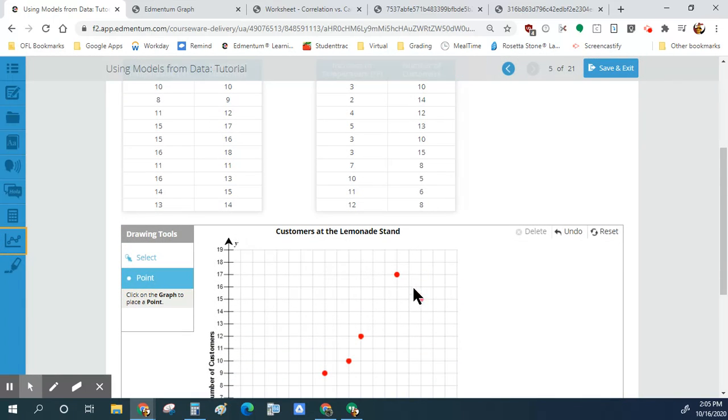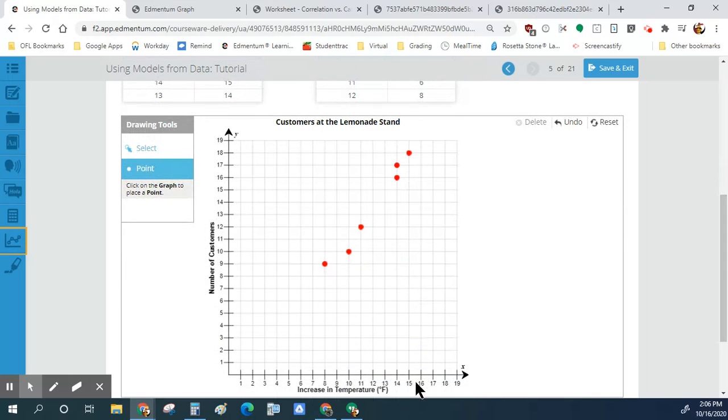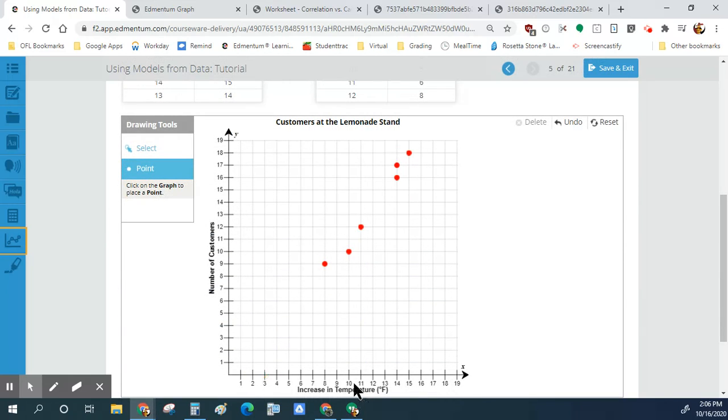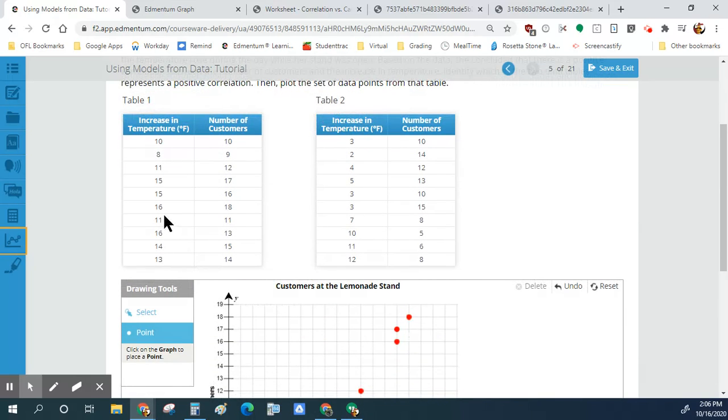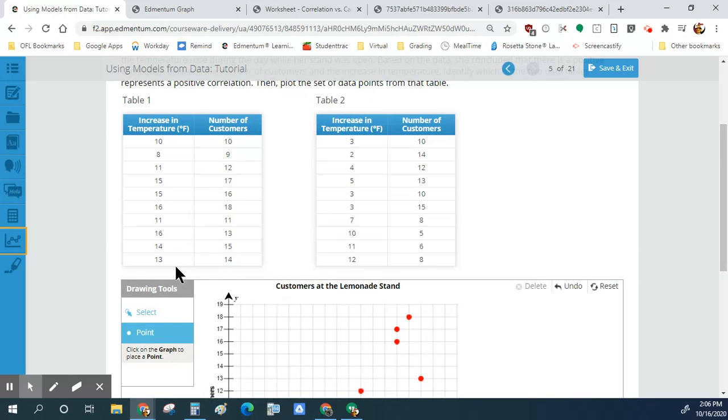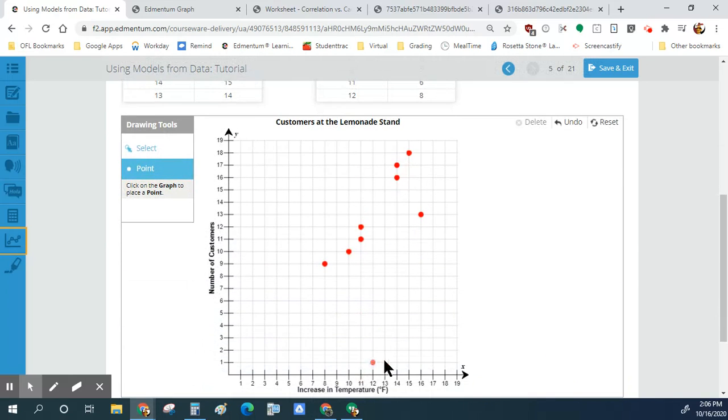I'm just going to continue plotting it. 17, 15, 16, 16, 18, 16, 18. Should be it, right? Yeah, 16, 18, 11, 11, 16, 13, 14, 15.